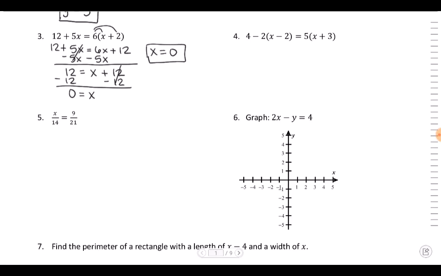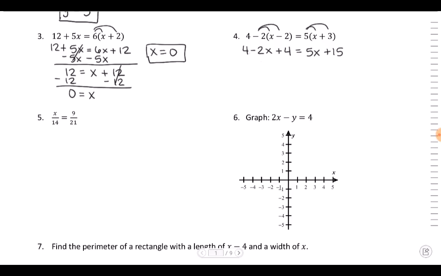Okay, next we have some more distributive property, but this time it's a little bit tricky if you see this 4 minus 2 in front of the parentheses. Some may think that you should subtract that before you multiply, but again, remember your order of operations tells you that you need to multiply before you add and subtract. So I would use my distributive property first. That 4 needs to come down as it is, and I'm going to distribute a negative 2 to everything in the parentheses. This gives me negative 2x, positive 4 here, and then on the other side, when I distribute, I get 5x plus 15.